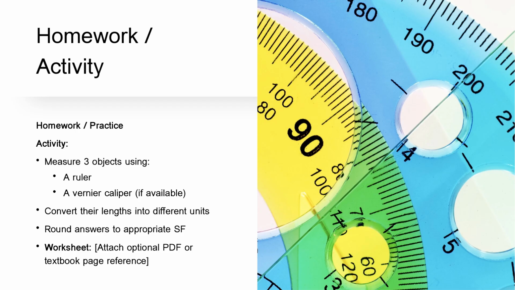To truly master these skills, you need hands-on practice. For your homework, I want you to find 3 different objects around your home, perhaps a book, a coin, and a small container. Measure them using a standard ruler. If you happen to have access to a vernier caliper, use that as well to see the difference in precision. Once you have your measurements, practice converting them into at least 2 different units, for example, from centimeters to meters and millimeters. Finally, make sure you record your results using the correct number of significant figures based on the tool you used. This practical application is where the real learning happens.